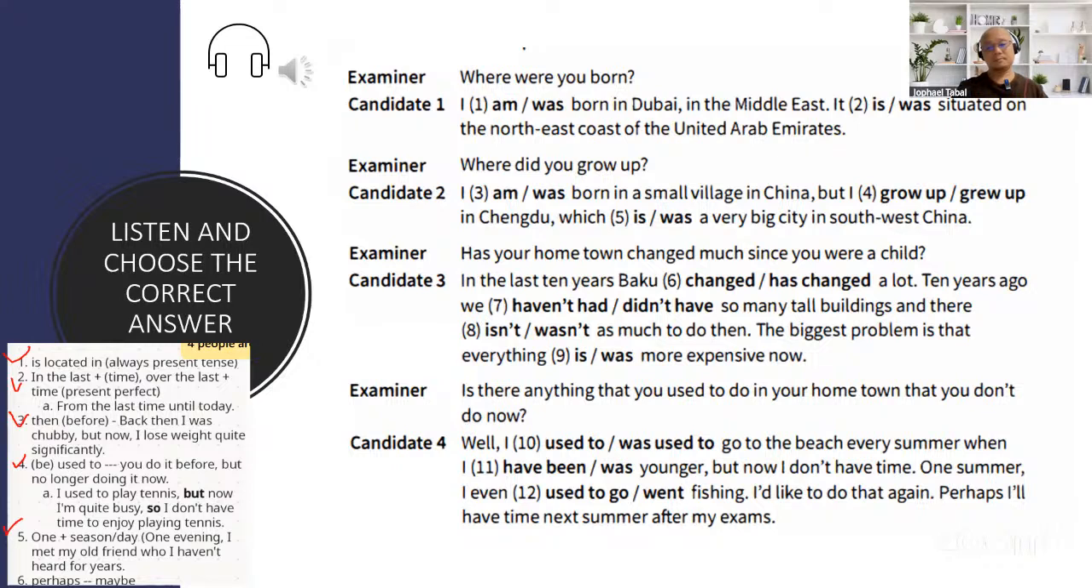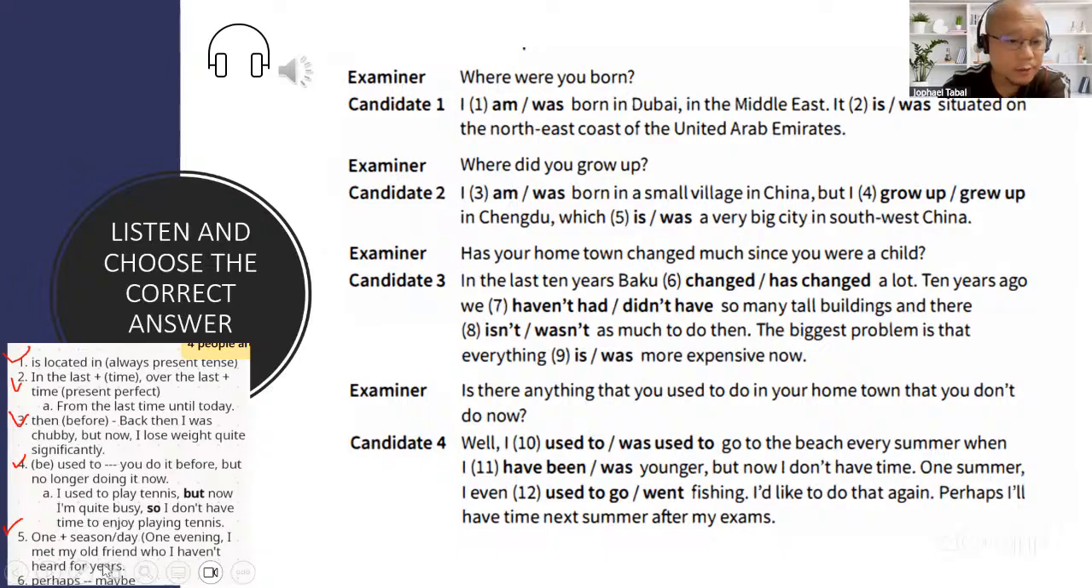Four. Is there anything that you used to do in your hometown that you don't do now? Well, I used to go to the beach every summer when I was younger, but now I don't have time. One summer, I even went fishing. I'd like to do that again. Perhaps I'll have time next summer, after my exams.